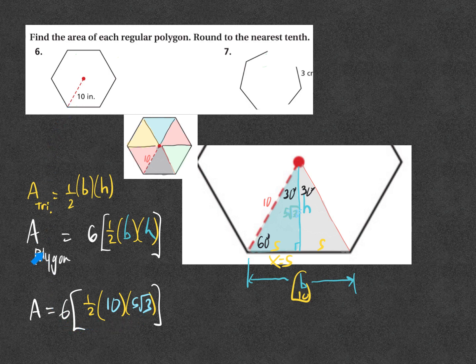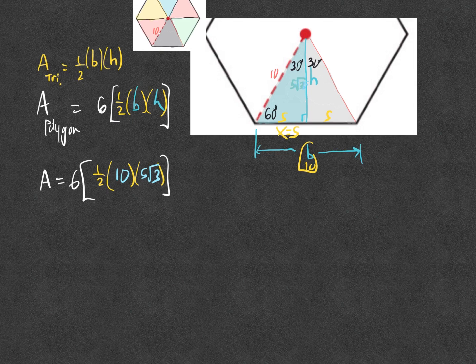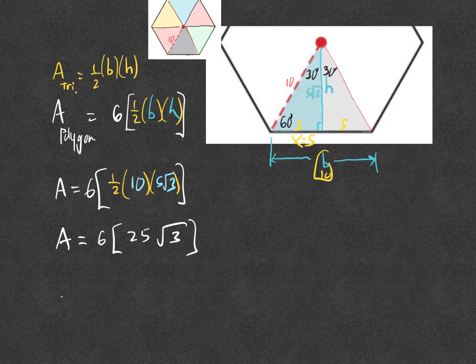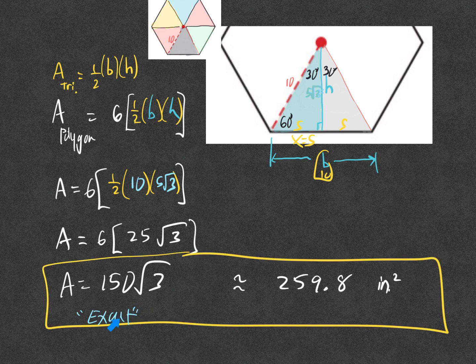The area of our polygon will be 6 triangles, where each triangle is 1/2 times base times height. 1/2 of 10 is 5, and 5 times 5 root 3 is 25 root 3. And now 6 times 25 root 3 is 150 root 3. So our final answer is 150√3 square inches. That's the exact answer. And if we round it to the nearest tenth, it's about 259.8 square inches.